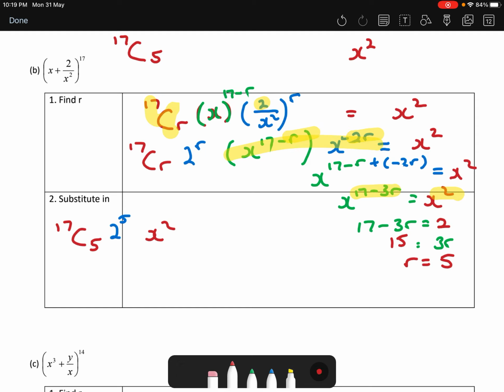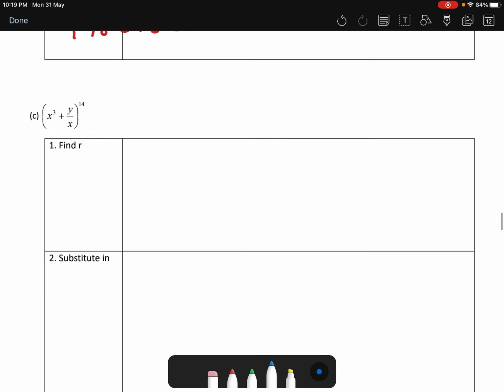Okay, so 17 choose 5, if you multiply using calculator, you get 6188, you times 2 to the power of 5. So your coefficient of x squared is about 198,016 x squared. Okay, so this is how you find your x squared term using the concept of general term. Okay, so let's do one more example.